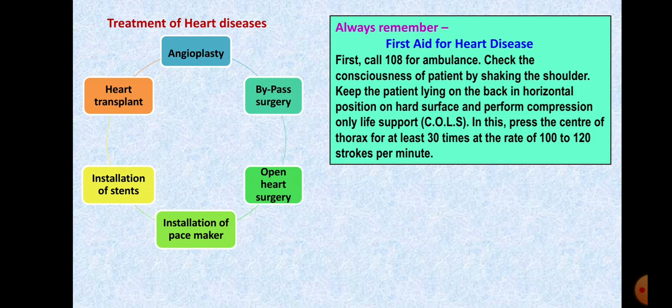Now what is COLS, that is compression only life support? In this, pressure should be applied in the center of the thorax, at least 30 times at the rate of 100 to 120 strokes per minute. You might have seen this in the movies or in the serials. When a person suffers from any heart disease or heart attack, the pressure is applied on the thorax, and there are chances of survival of the patient. So students, these are all the treatments of the heart diseases.